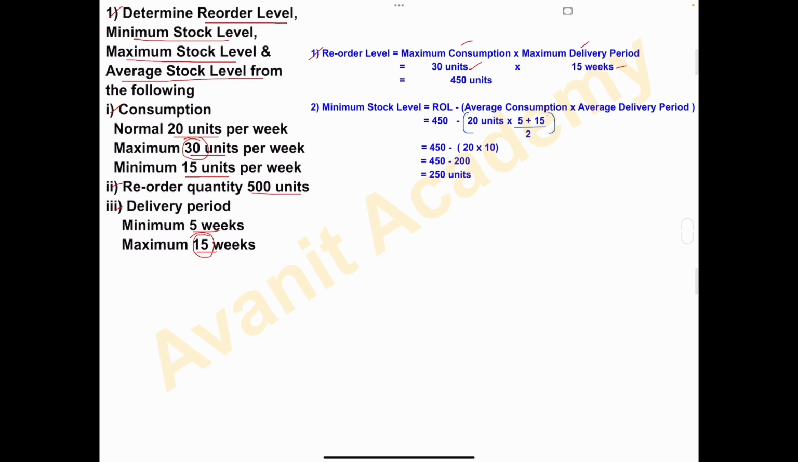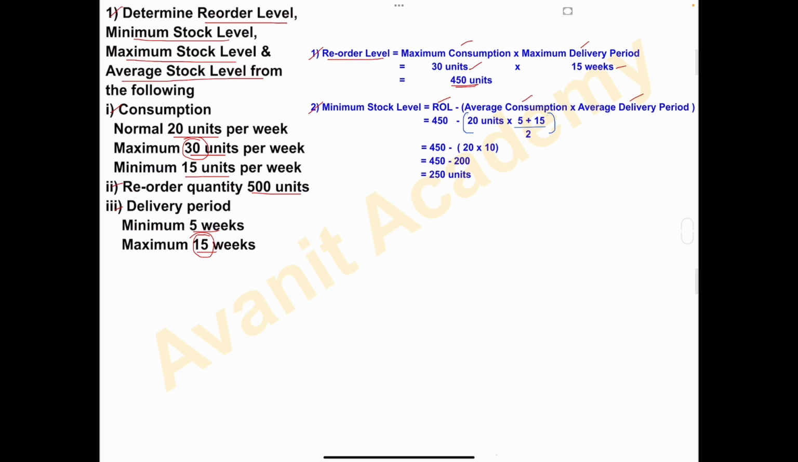Multiply this 30 into 15 and the answer is 450 units. So ROL is 450 units. Next, we have to calculate minimum stock level. The formula to calculate minimum stock level is: minimum stock level is equal to ROL minus average consumption into average delivery period.